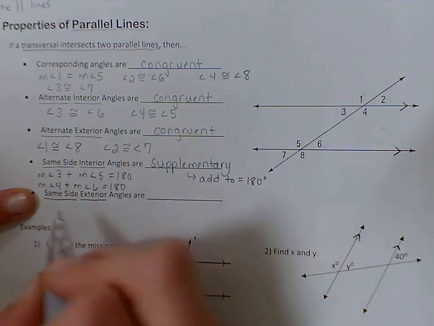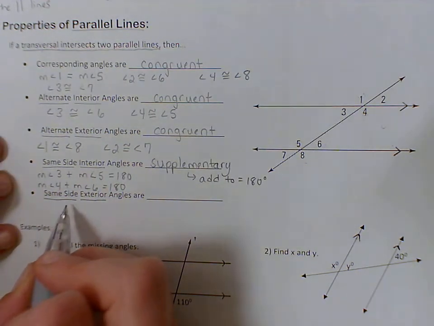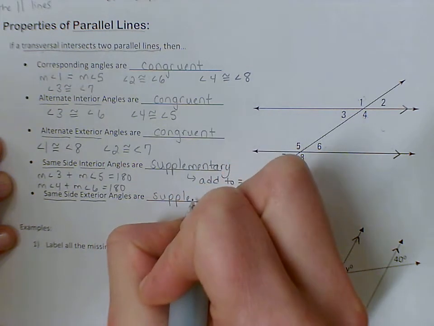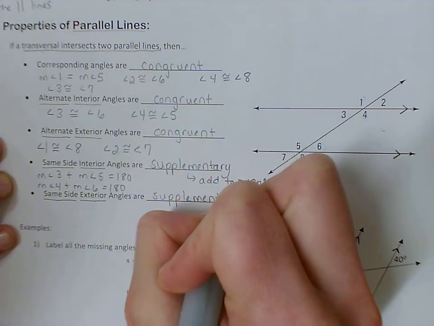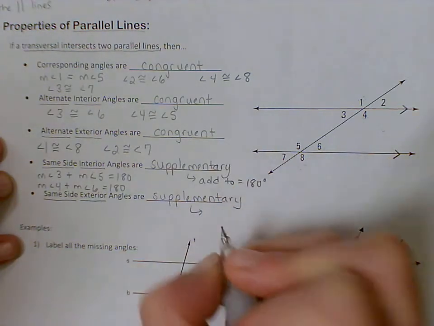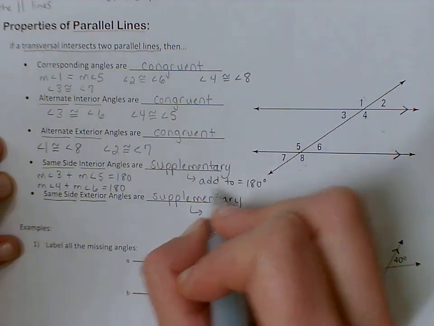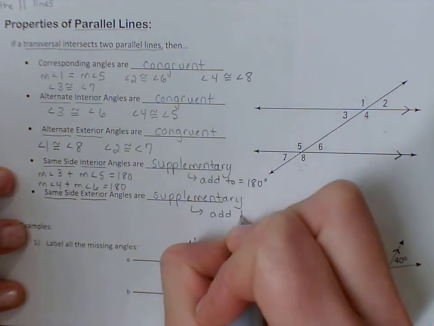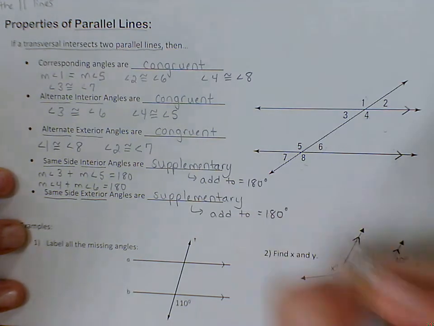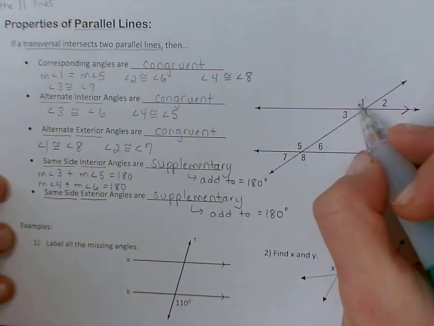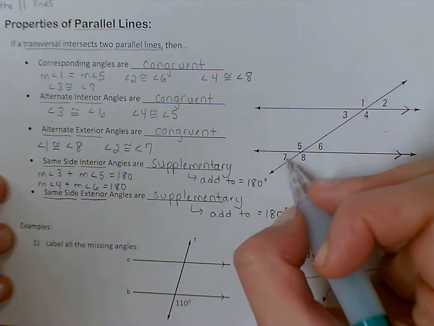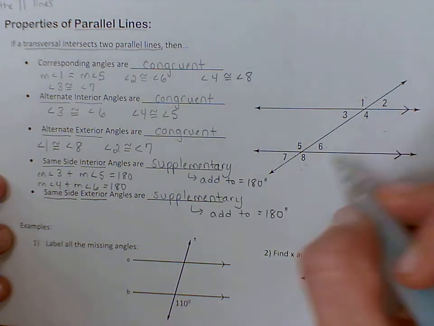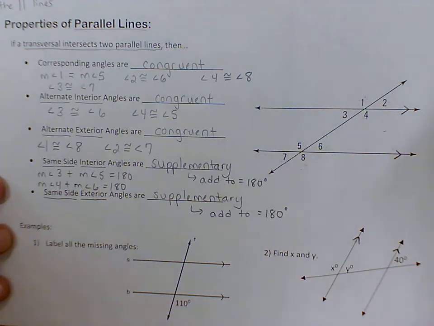What do we know about those? I had just talked about how same side anything will be supplementary. So my same side exterior angles are going to be supplementary, which means that if you know the measure of one of them, when you add them together, they have to add to equal 180. So if you take the measure of angle 1 and add it to the measure of angle 7, they have to add to be 180. Same thing, if I take angle 2 plus angle 8, that has to add to be 180.